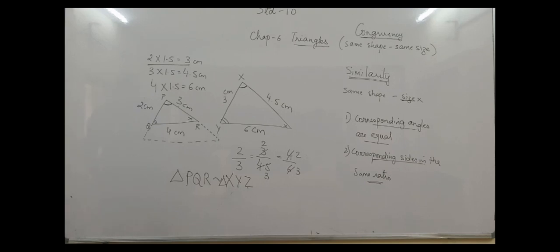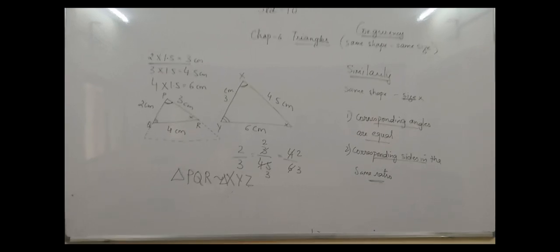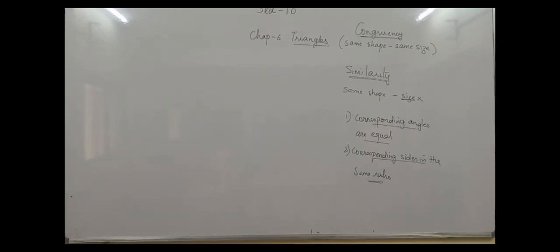The book has given a certain activity. You can go through that activity if you want, but you can also use your mobile, zoom a picture in, zoom a picture out, and you will know the shape will remain the same and the size will increase or decrease by the same ratio. Now there is an activity in the book if you want to try out.